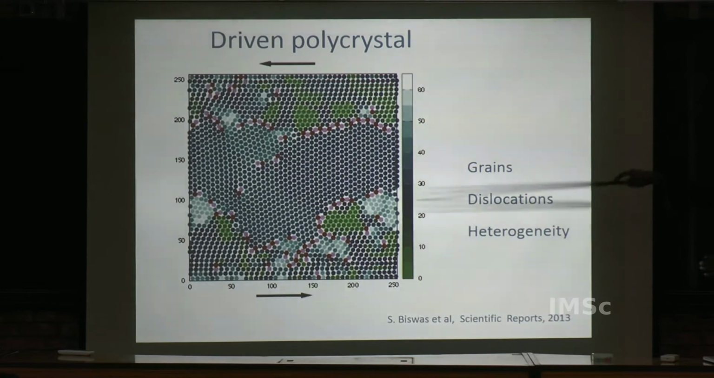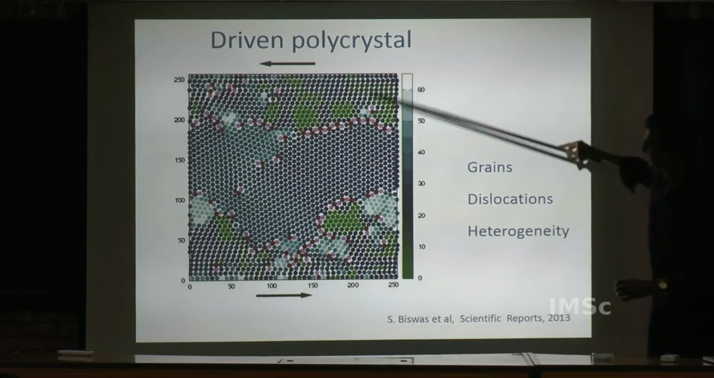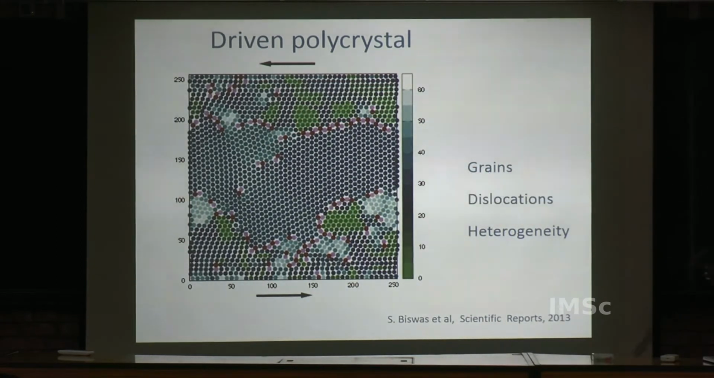So in this simulation, what you see is lots of small grains here and big grains in the middle. In this picture at least, you can see the grains, you can see the defects, and you can see it's quite heterogeneous. That is, near the wall and inside there is quite different behavior. This is our work which was published some time back.